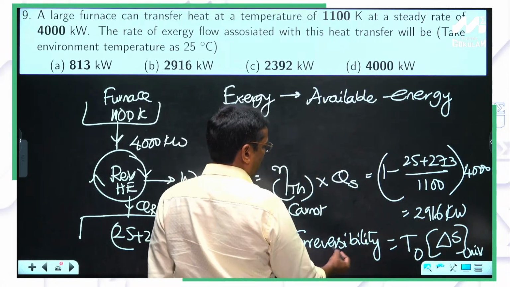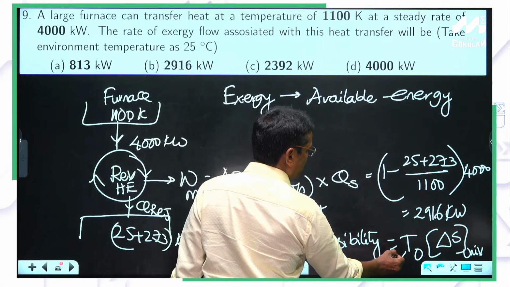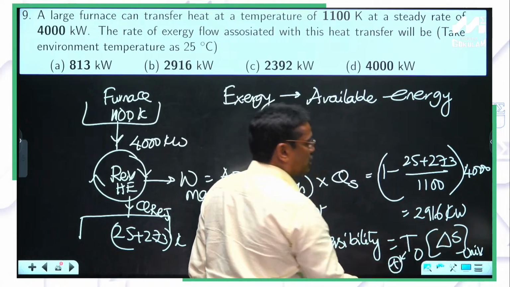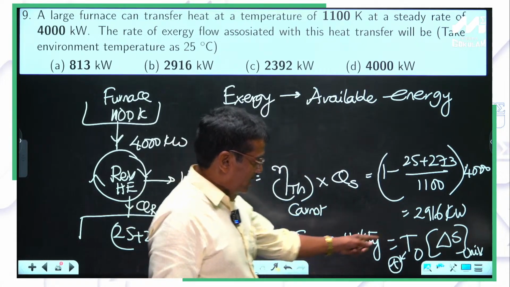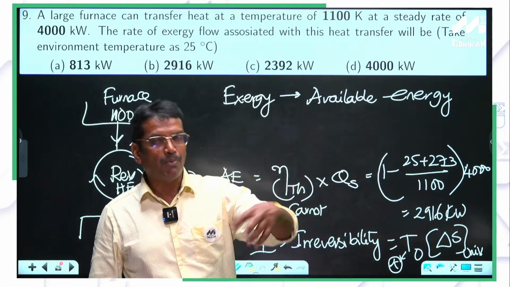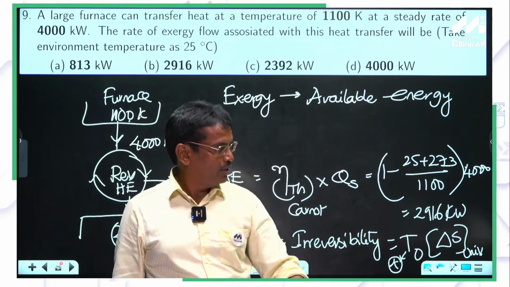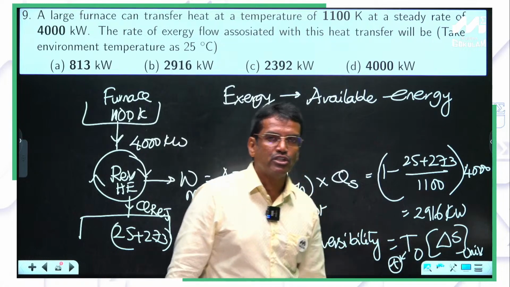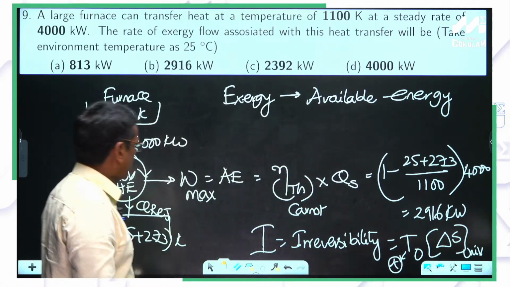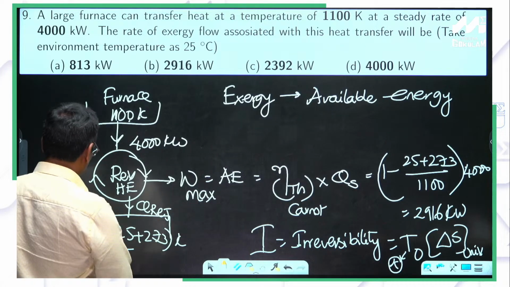Irreversibility is a product of the ambient temperature in Kelvin and the entropy generated in the universe during the process. Delta S is the change in entropy of the thermodynamic universe. Universe means system plus surroundings. Both we have to consider. So T naught into delta S is the formula for the irreversibility during a process. So answer is 2916 kilowatts.